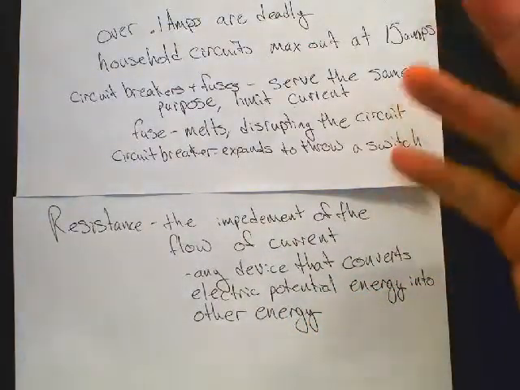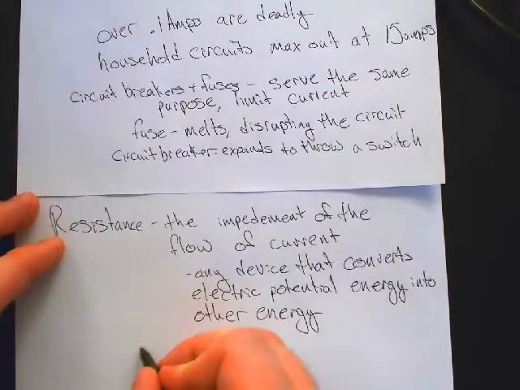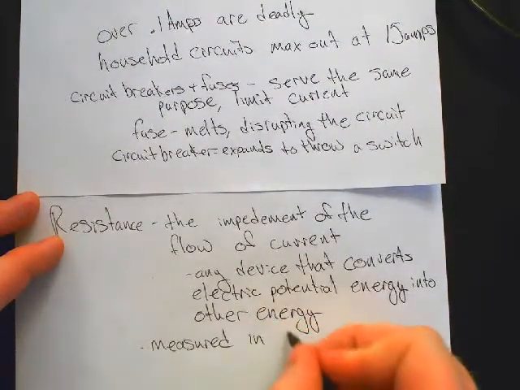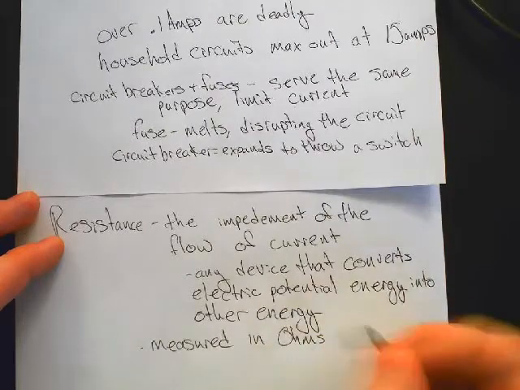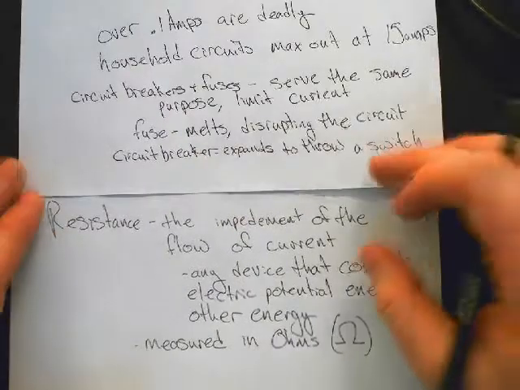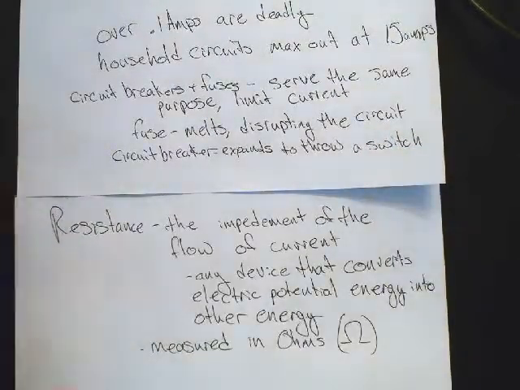Typically, resistance is measured in ohms, which uses the Greek symbol omega for the units. That's capital omega. Lowercase omega was the W.